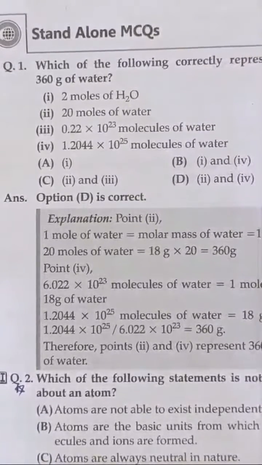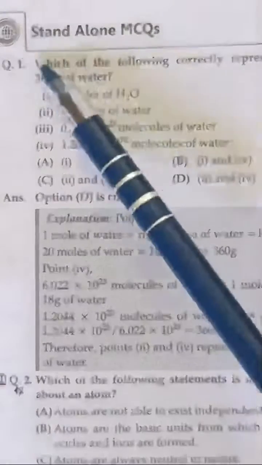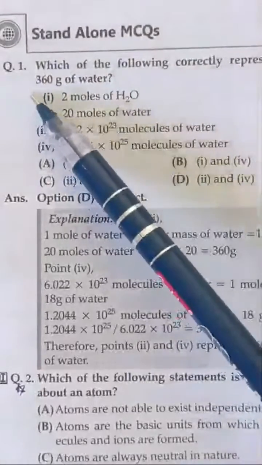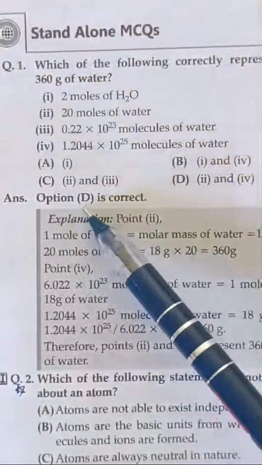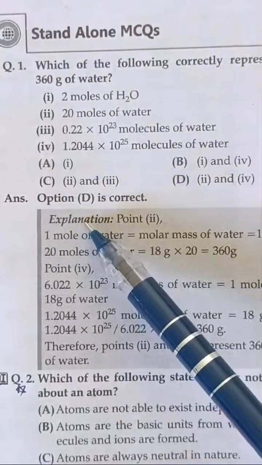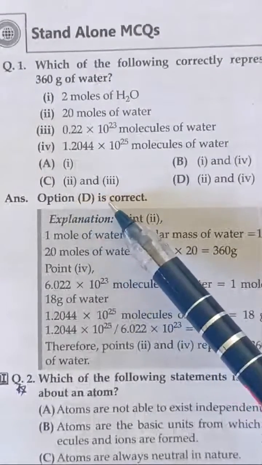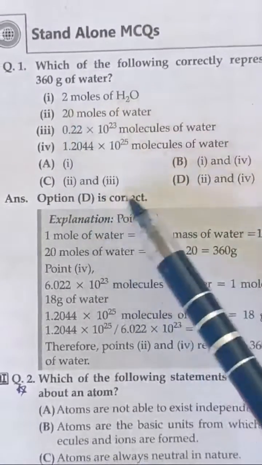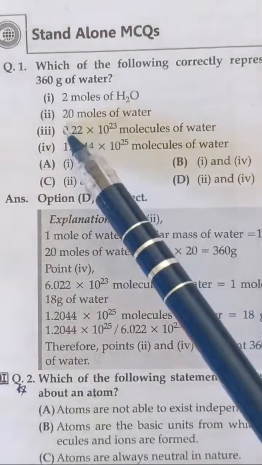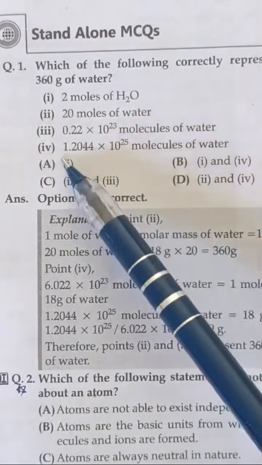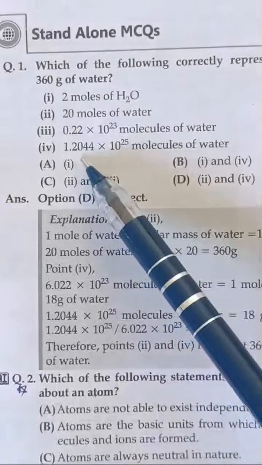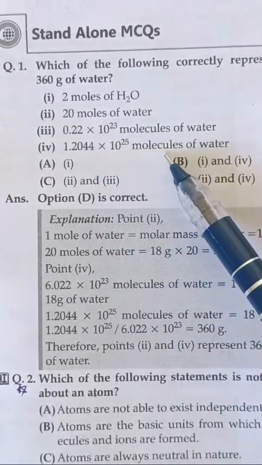So now we will move to our last chapter, structure of an atom. First question: which of the following correctly represents 360 grams of water? Answer is D. Second and fourth. Second is 20 moles of water and fourth is 1.204 × 10^25 molecules of water.